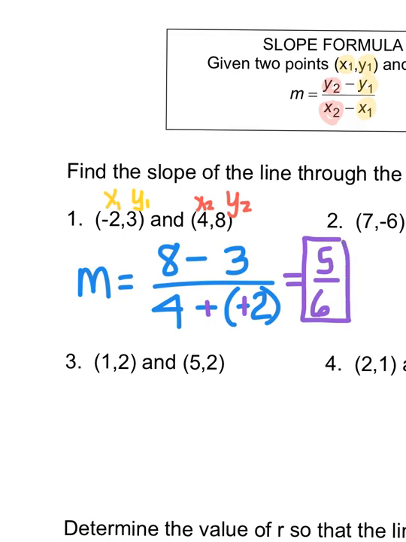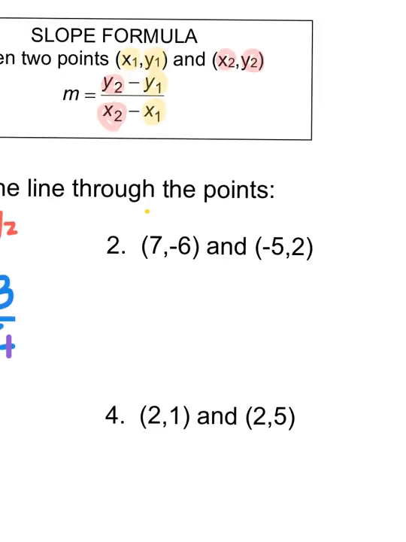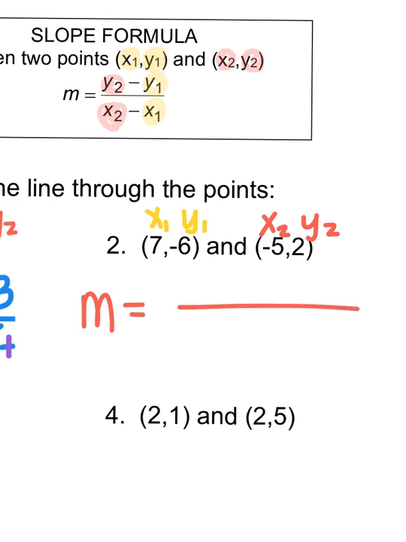Let's move on to number 2. If it helps you, please label x1, y1 and x2, y2. Now we'll use the formula to find our slope. We'll have y2, which is 2, minus y1, which is -6, over x2, -5, minus x1, which is 7.